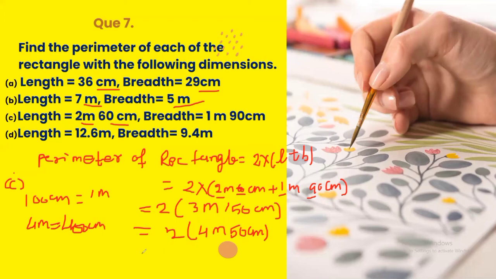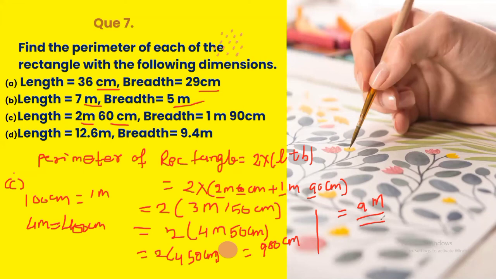And 4 and 50 will be 450 centimeter. So 2 multiply 450 centimeter, and multiply 2 into 450 will be 900 centimeter. Got it? 900 centimeter. And if you're going to convert centimeter into meter, you need to divide by 100. So 900 centimeter divided by 100 to convert into meter will be 9 meter. So perimeter will be 9 meter. So answer is 9 meter.